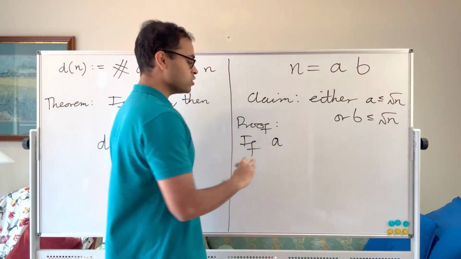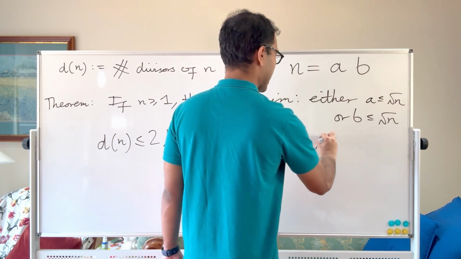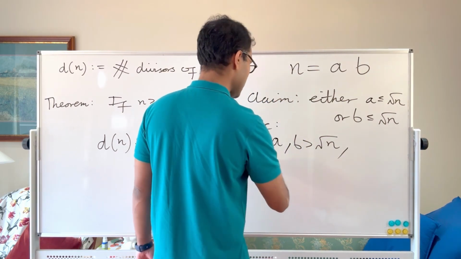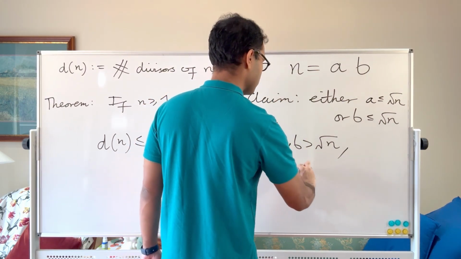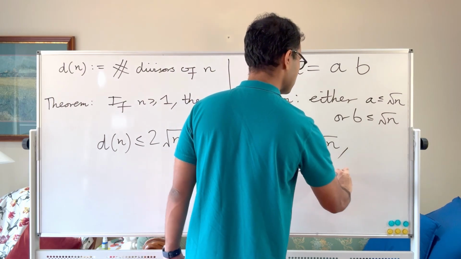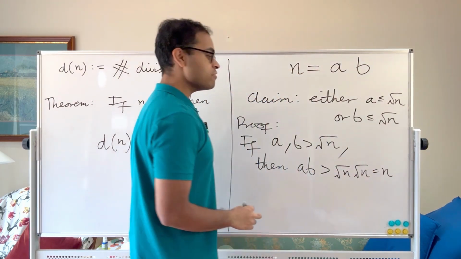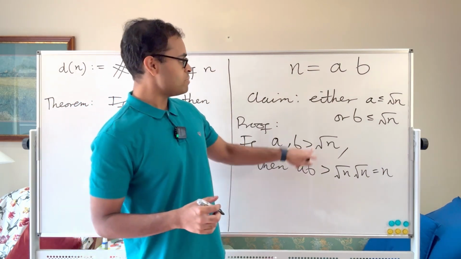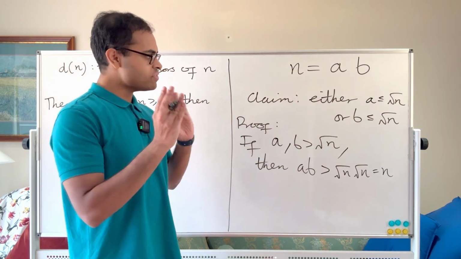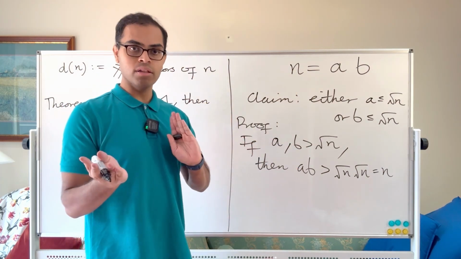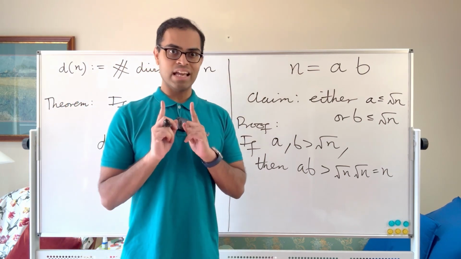If a and b are both greater than the square root of n, and this is a strict inequality, then we would know that the product a times b is going to be greater than the square root of n times the square root of n, which is going to equal n. And that of course doesn't make sense because ab is equal to n. So in fact, one of them has to be less than or equal to root n always. And now we're almost at the end of the proof.